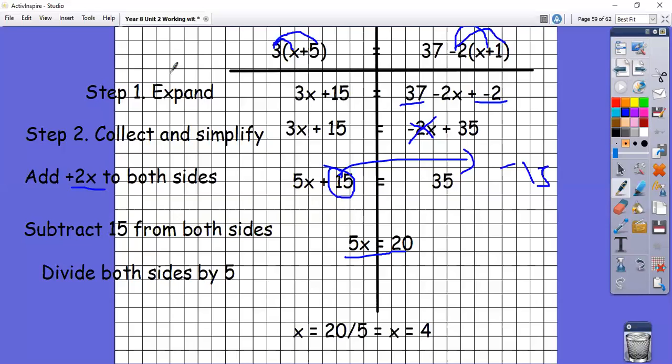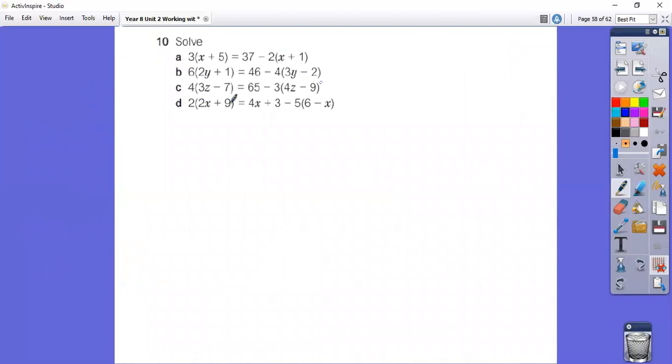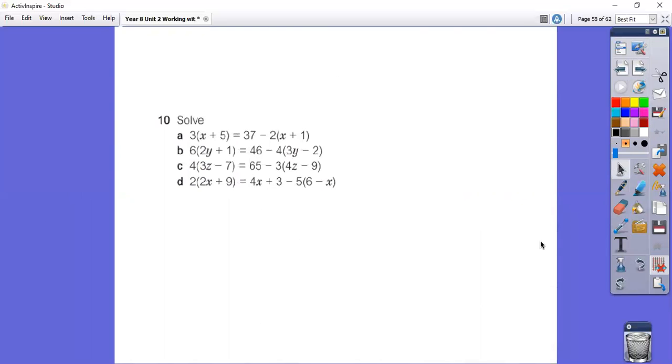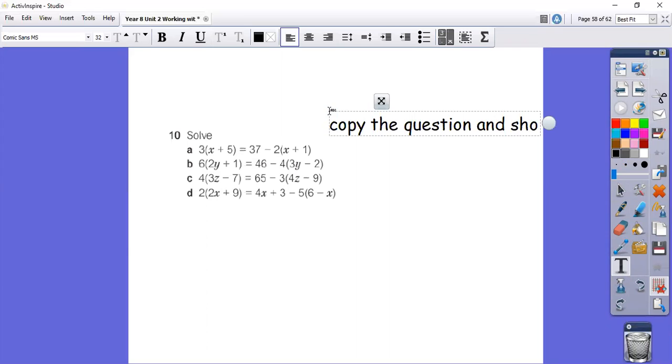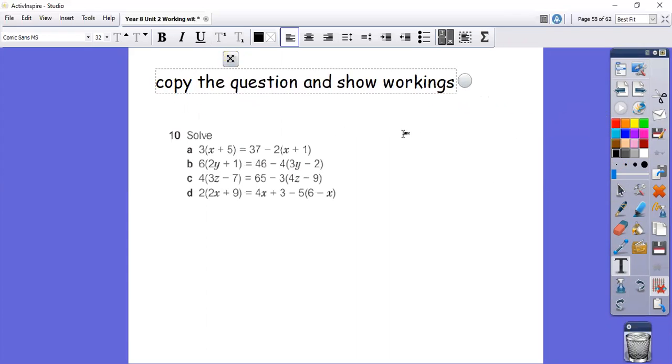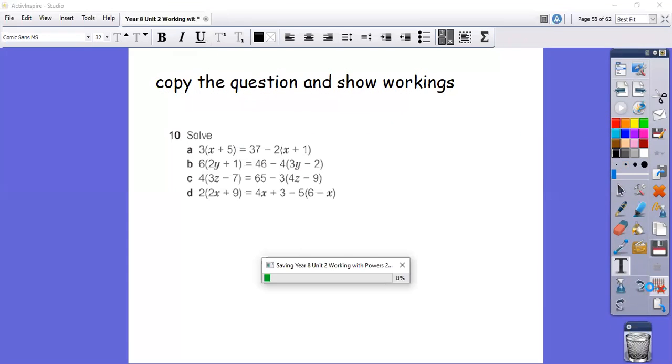So you guys now do part B, C, and D. Remember to show your workings. So copy the question, and show workings.